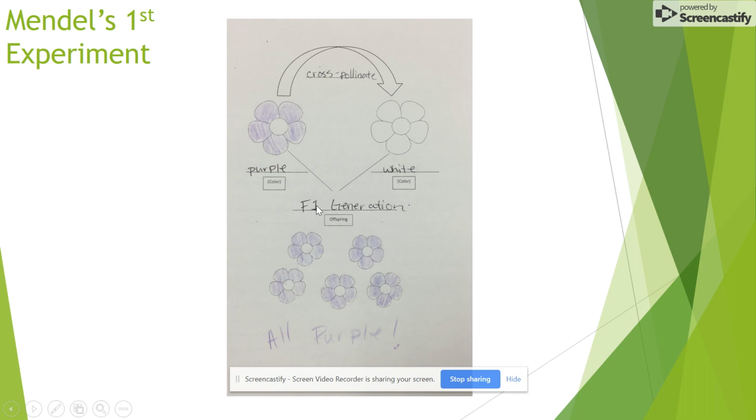You can just remember number 1, it's the first generation after the parents, right? So the F1 generation. And again, we saw that all of the offspring were purple. And not really what we would have expected, not what Mendel expected either. I'm sure he was a little confused as well. Why didn't we get any white flowers?